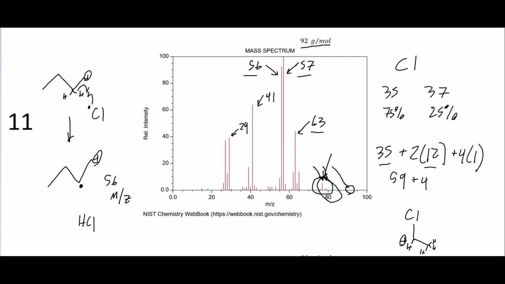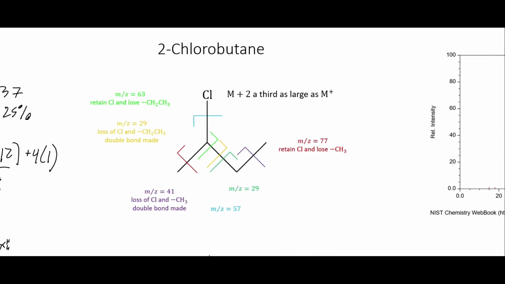And so if we look at what this actually is, it is a 2-chlorobutane. So we can get this 63 here if we retain the Cl and lose an ethyl group. So that gives us this fragment here, which is just what we were looking at before. And so that's kind of the main fragment to see on there. And this one at 41, we lose Cl and a methyl group, and we form a double bond, probably from that Cl taking a hydrogen along with it.